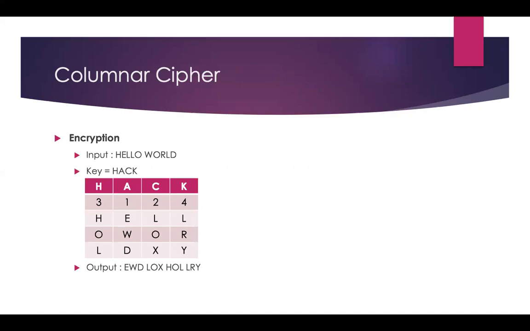So here, the given input is hello world. And you can see the key given here is hack, which is H-A-C-K. Then we have to check the length of the given key, which is 4. So based on the length, we are building the table with 4 columns.